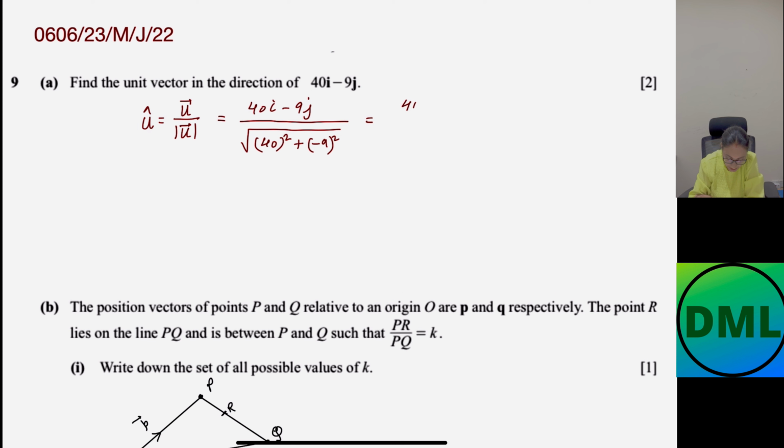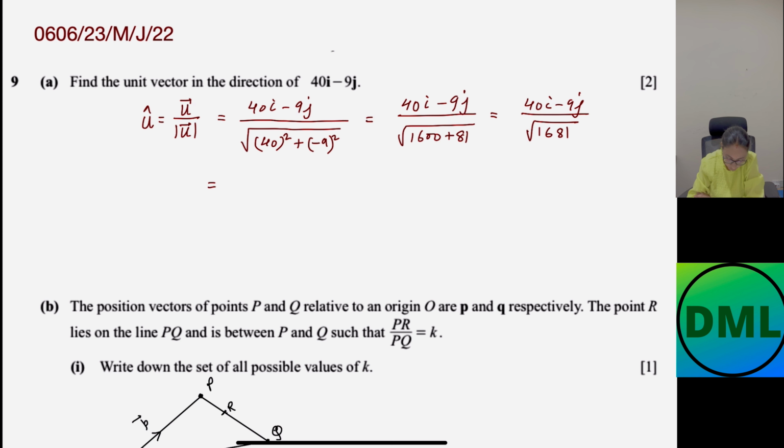This will be 40i minus 9j divided by root of 40 square, which is 1600, plus minus 9 square, which is positive 81. If you add it, your answer is 40i minus 9j divided by root of 1681. If you take the root of 1681, it is equal to 41. So the answer is 40i minus 9j divided by 41. You can also write it like this: 40i divided by 41 minus 9 by 41 j. This will be your unit vector.